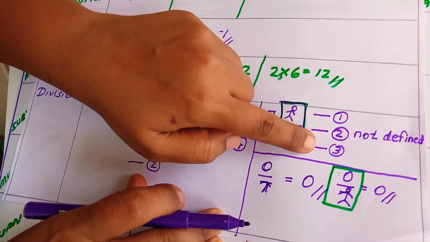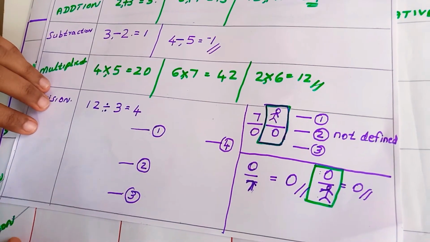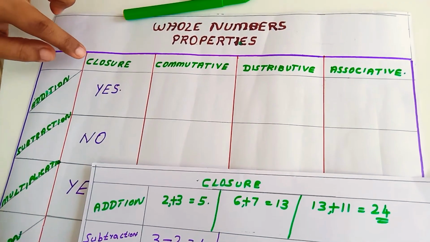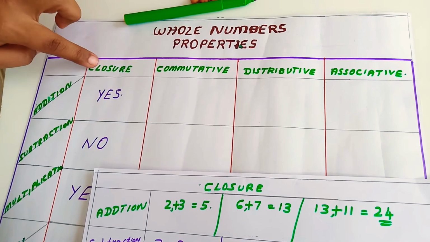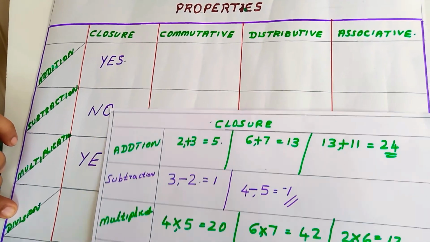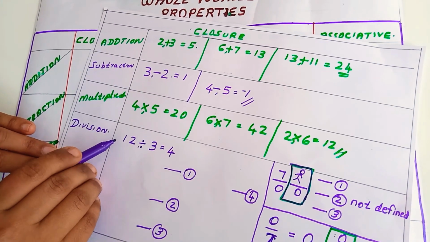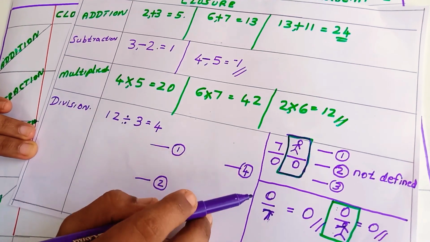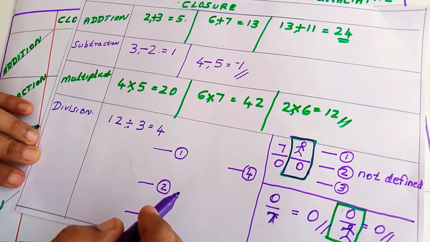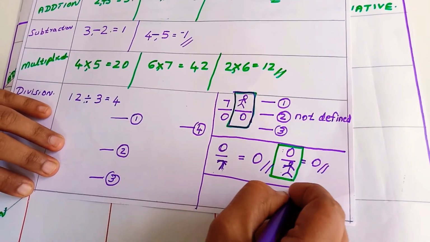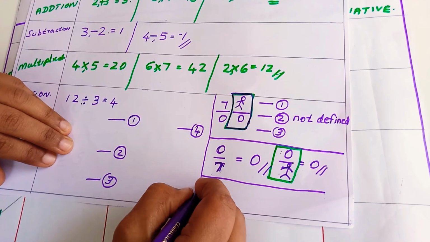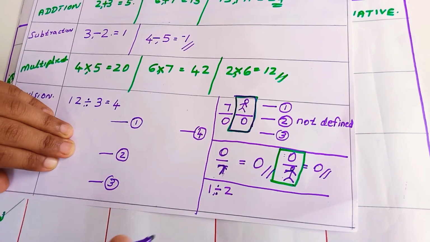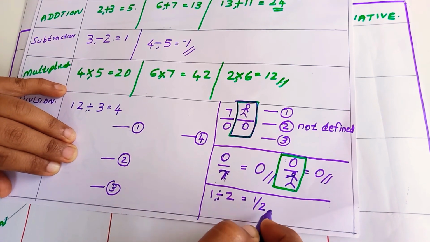This is the actual calculation I made here. See, again, coming back to our question: does whole number satisfy closure property under division? We can check two more numbers. Now we were taking 12 and 3. Next we took 7 and 0, and 0 and 7. Next I can take one more set. See, 1 and 2. If you are dividing 1 divided by 2, the answer will be 1 by 2.